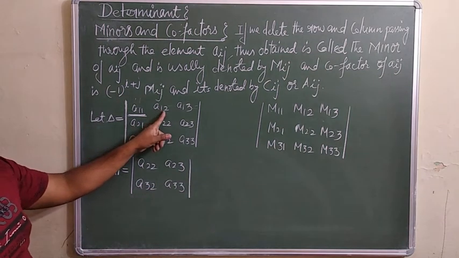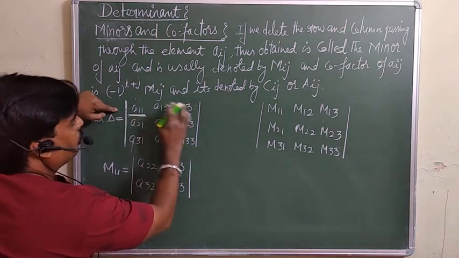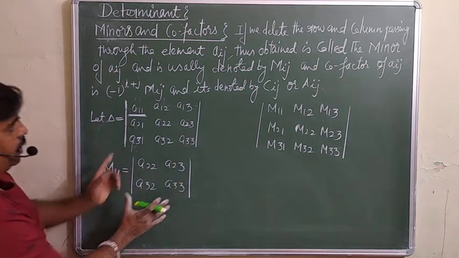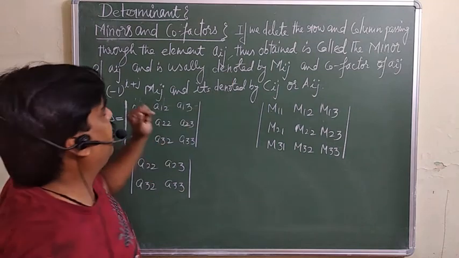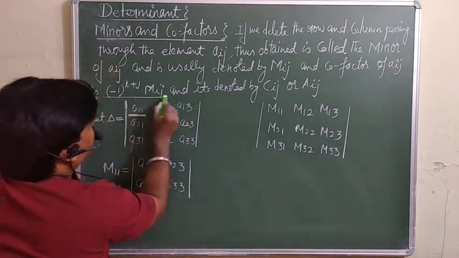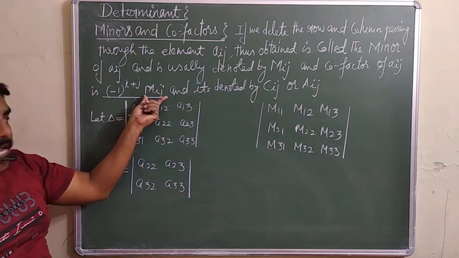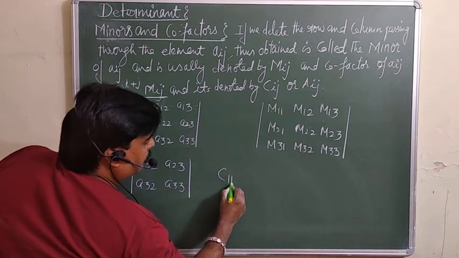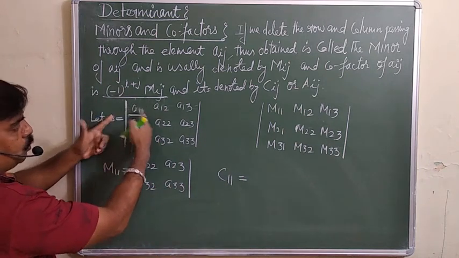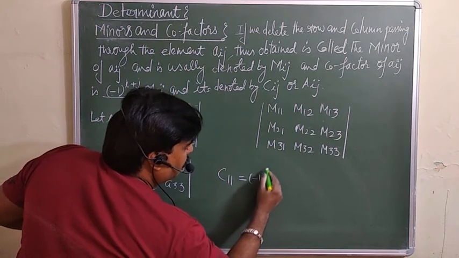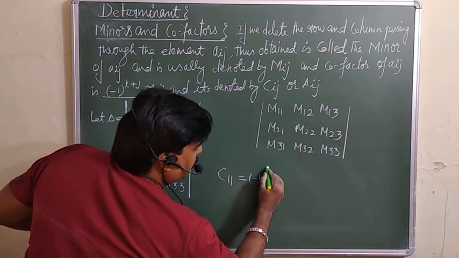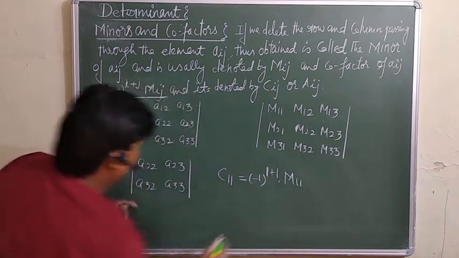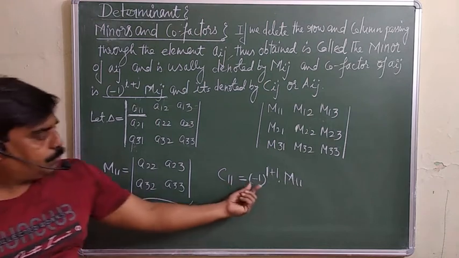You want to write the minor for this A12, then delete this row and this column. So A21, A23, A31, A33. This is your minor for A12. If you want to write the cofactor of this one, you must take the minor of the element and multiply by minus 1 raised to the power i plus j. So C11, the cofactor of A11, is minus 1 raised to power 1 plus 1 into M11, with this minor only.